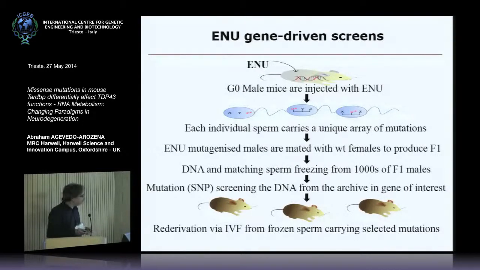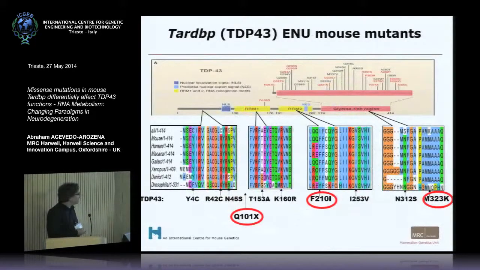autosomal mutations. So what we do is that we get and screen the DNA, and for particular genes, we can potentially do it with RNA-seq now, but probably CRISPR-Cas9 technology is superseding that now. And we've done that with a number of ALS genes, and we get the matching sperm, and we can use it for IVF to generate the mutant mice. So we've done that for TDP43 using our MRC Harwell archive and also the Japanese archive.